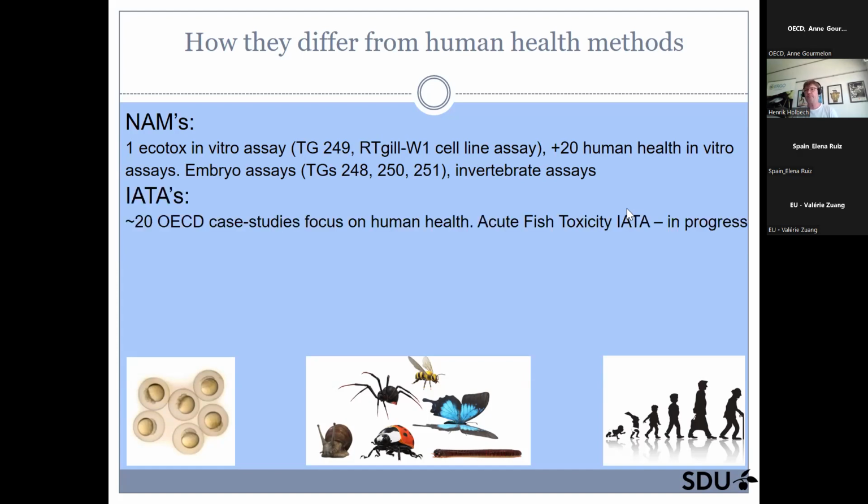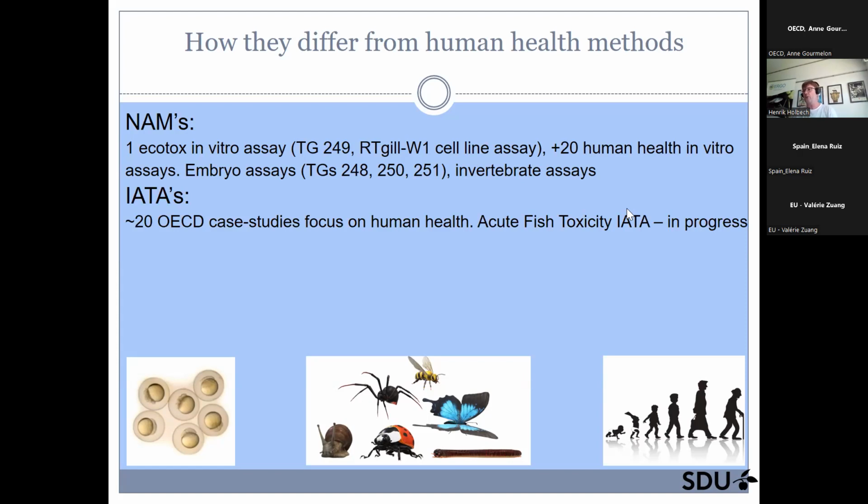Next, please. Then we have the IATAs. I checked in the OECD case studies. I think now it's more than 20 case studies. And next to one on bioaccumulation, I think all of them is focused on human health. So that's, of course, different from the Ecotox part.